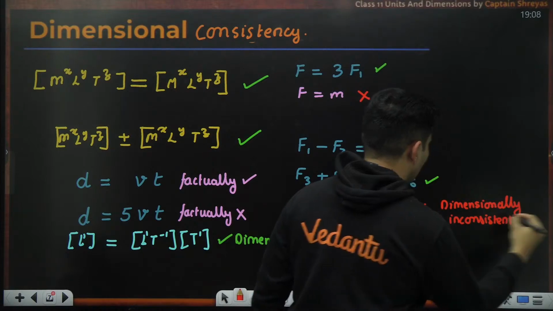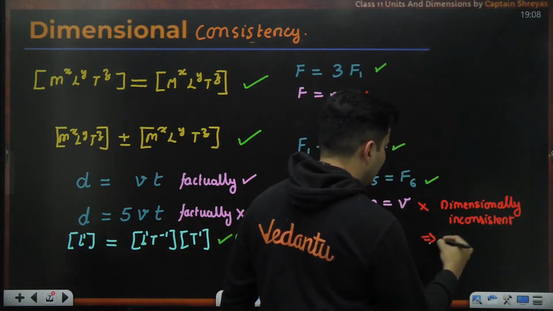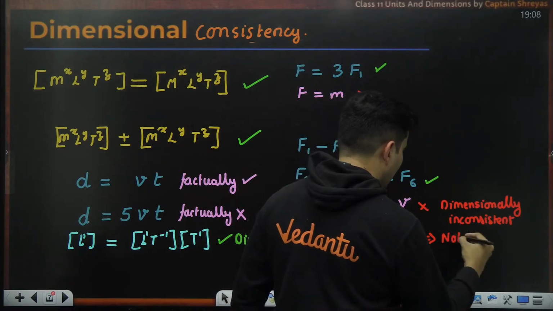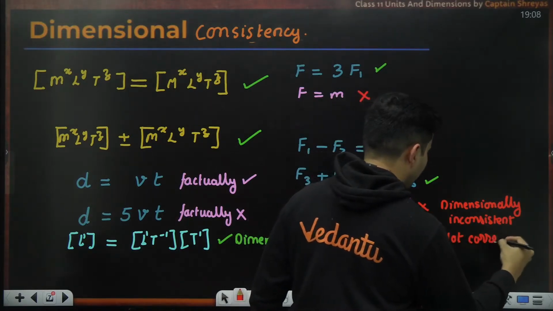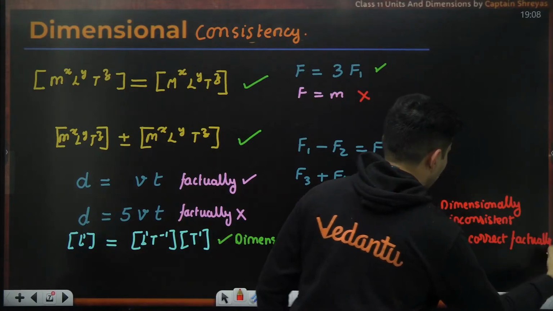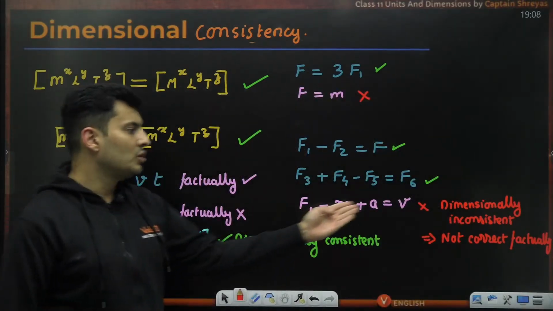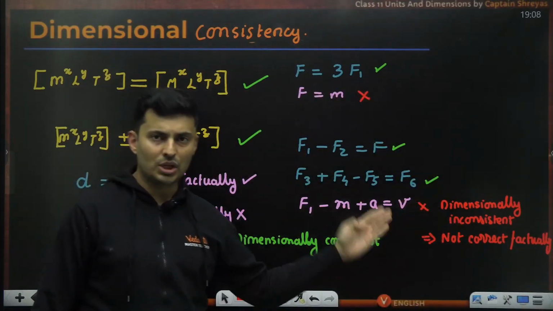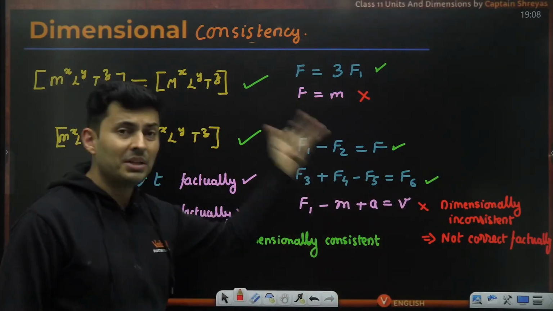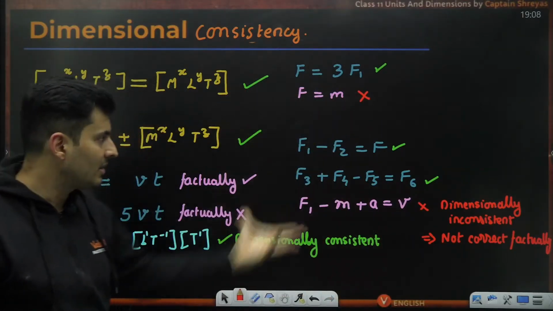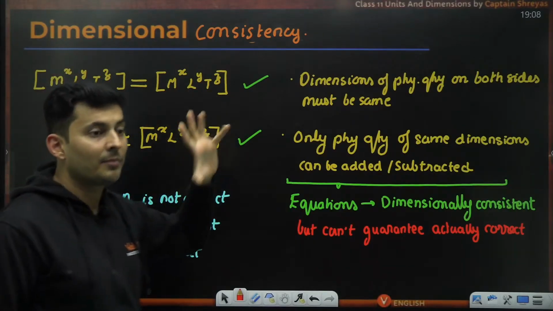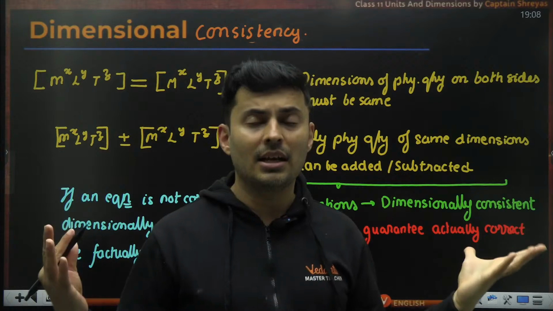Inconsistent. So definitely it is not correct factually. Do you make complete sense out of it? This makes no sense dimension-wise. So factually also it will not make any sense, because I can't subtract force with a mass, add it with the acceleration to get speed. It doesn't make sense at all. So that is the first use: to check whether our equations are dimensionally correct or wrong.